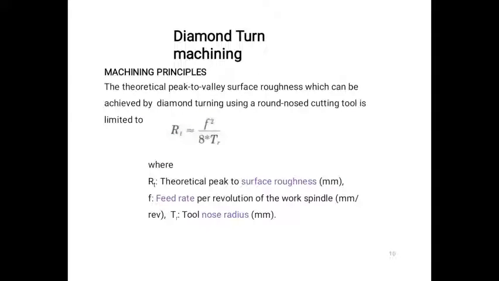Okay, now next is the theoretical peak value of surface roughness. This is Rt, which is equal to f squared divided by 8 into Tr, where Rt is the theoretical peak of surface roughness, f is the feed rate per revolution of the work spindle, in mm per revolution, and Tr is the tool nose radius. So with the help of this formula, we will get the value of Rt, that is the theoretical peak of the surface roughness.